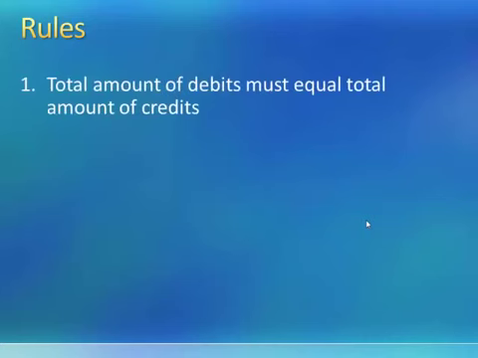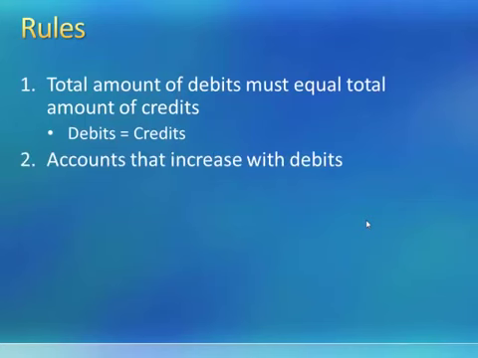The next thing we want to do is to understand three key rules when working with debits and credits. The first rule is that the total amount of debits must equal the total amount of credits. Another way to think of that is that debits are equal to credits. The second rule is that we need to understand the accounts that increase with debits. The accounts that increase with debits are dividend, expense, and asset accounts. Again, accounts that increase with debits are dividend, expense, and asset accounts.